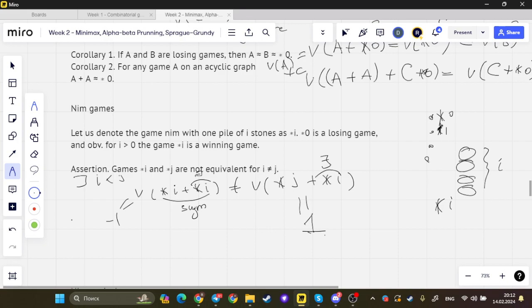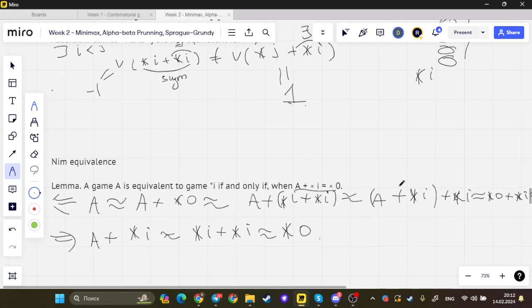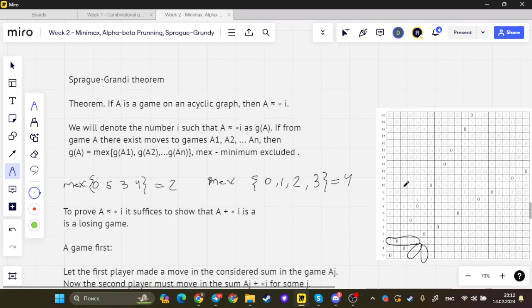Okay, then I proved the theorem that any game on acyclic graph is Grundy equivalent to some nim game on E stones.